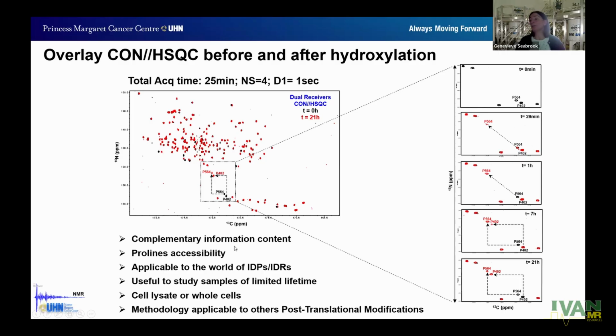Of course, this methodology can be applied to the world of IDPs and IDRs, obviously. It can be also useful if you have a sample that has a very short lifetime. You can apply this methodology on cell lysate and whole cell. And of course, you can apply this experiment to other post-translational modifications.